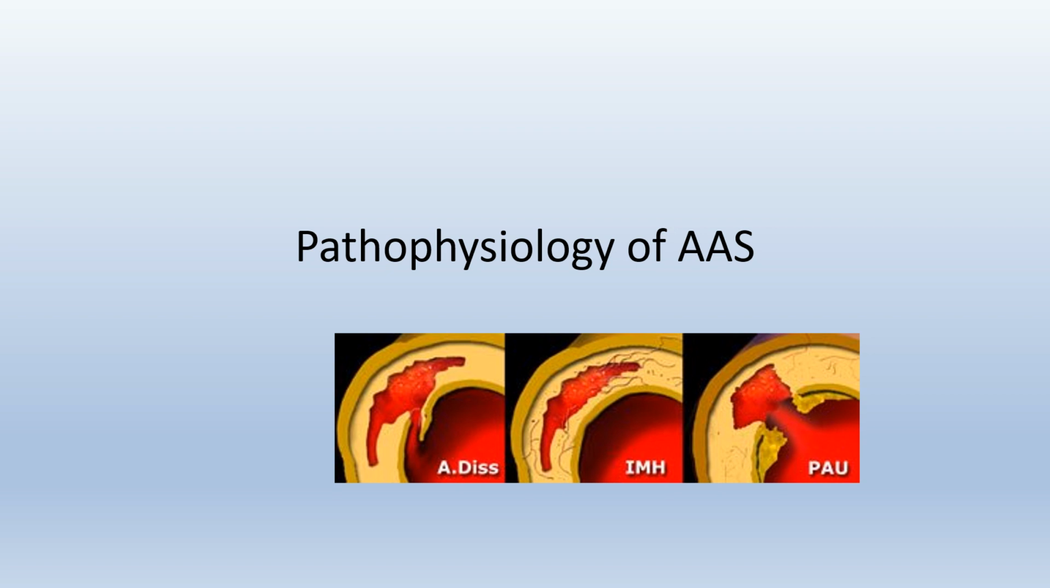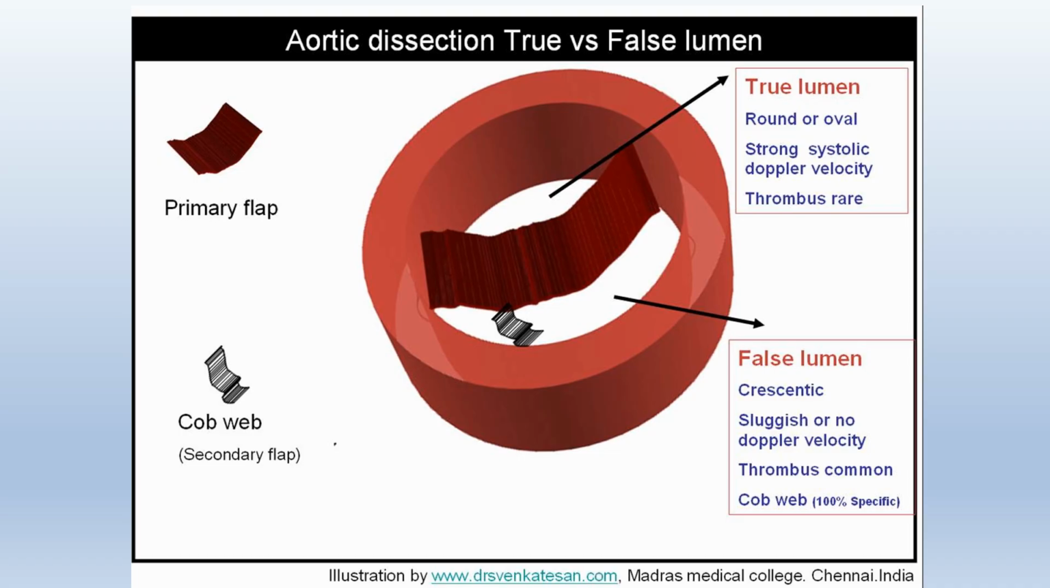The pathophysiology of acute aortic syndrome could include aortic dissection, intramural hematoma, and penetrating aortic ulcer. So after the dissection, there are two lumens seen in the aorta. One is the true lumen and the other is the false lumen. The true lumen can be round or oval, with strong systolic Doppler velocity, and thrombus is rare. The false lumen is crescentic in shape, with sluggish or no Doppler velocity. Thrombus is common. Cobweb is 100% specific.